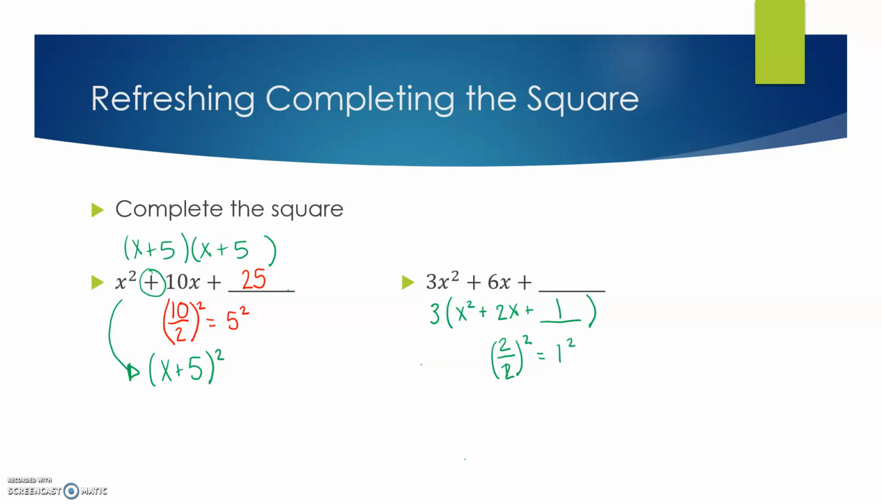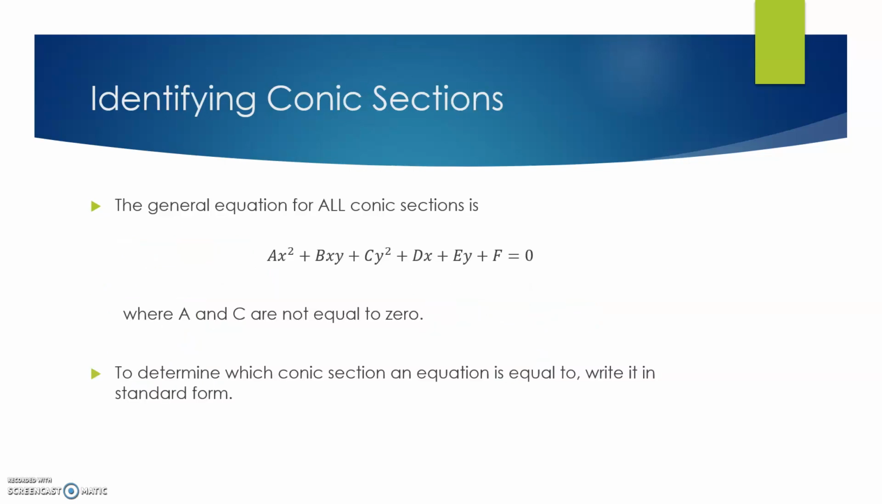but we have to pay attention to what number is outside first. All right, so don't freak out when you see this equation, but the general equation for all conic sections is this: ax squared plus bxy plus cy squared plus dx plus ey plus f equals 0. Holy smokes, what does this even mean? The big thing we need to pay attention to is that a and c cannot be 0, because if we had both of these equal to 0, then we would have no x squared, no y squared, and we would only have x's and y's.